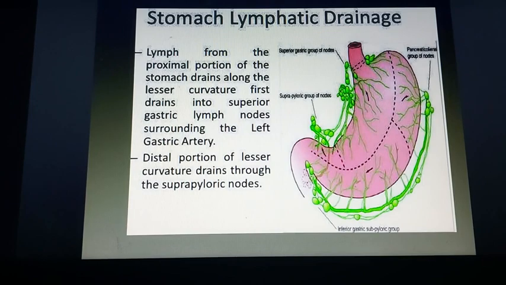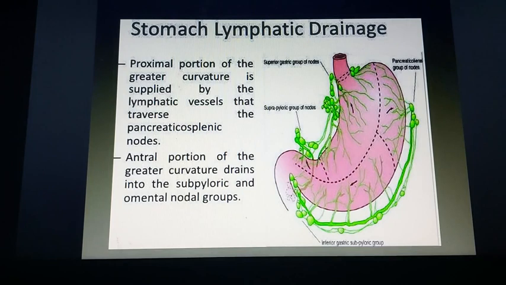Next, coming to the proximal portion of the greater curvature. The proximal portion of the greater curvature drains into the pancreatico-splenic group of lymph nodes. The distal portion of the greater curvature drains finally into the subpyloric and omental group of lymph nodes. So the proximal part of the greater curvature drains into the pancreatico-splenic nodes, and the remaining portion drains into the subpyloric group of lymph nodes.